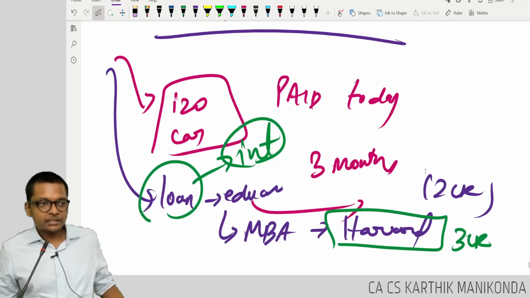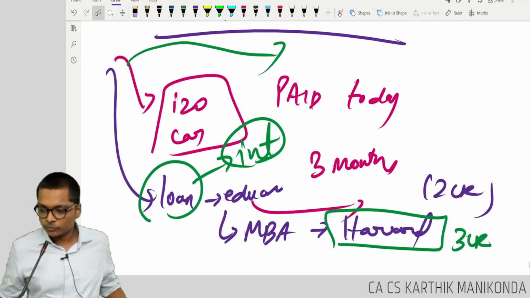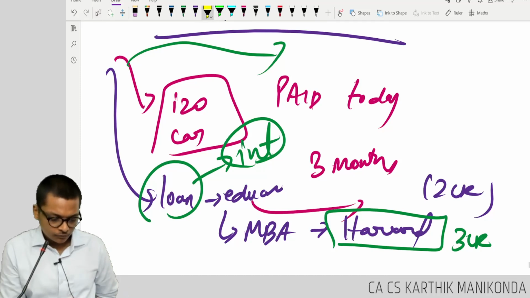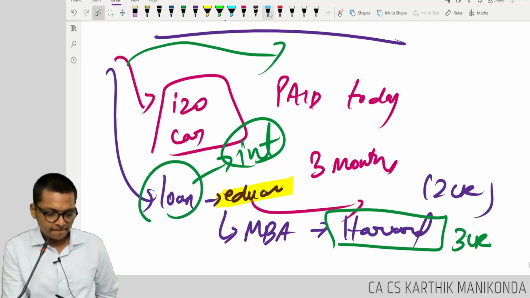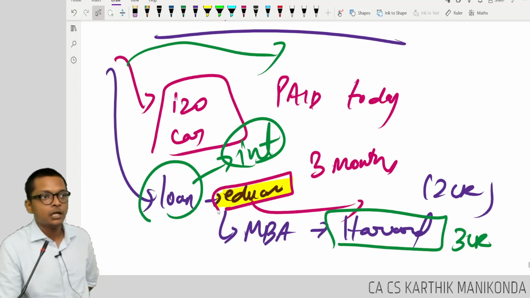Clear? Next. Let's say, yes, online doubt. Yes, asset means something which gives you economic benefits in the future. Correct.